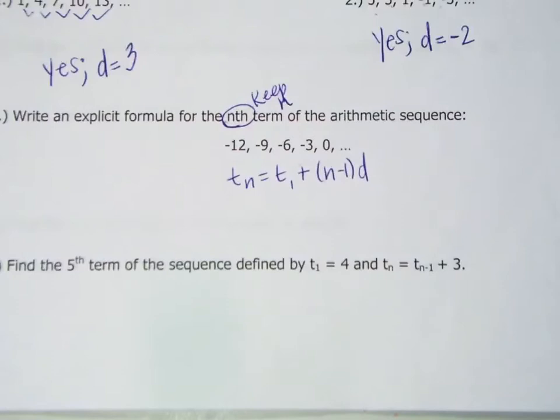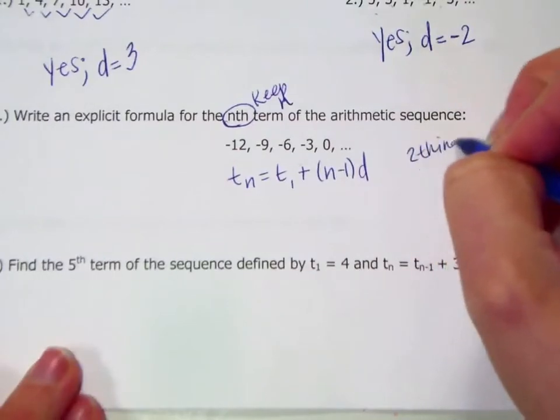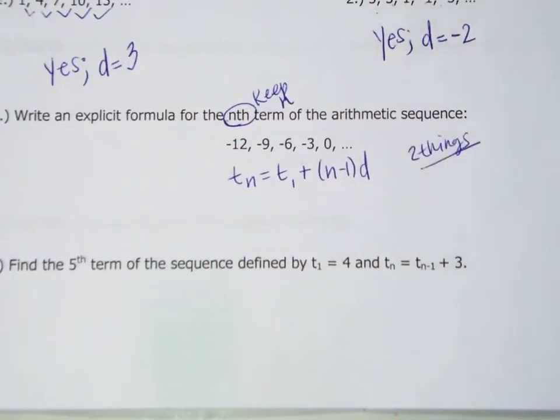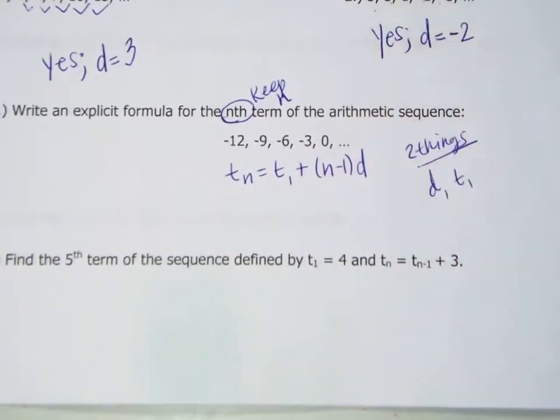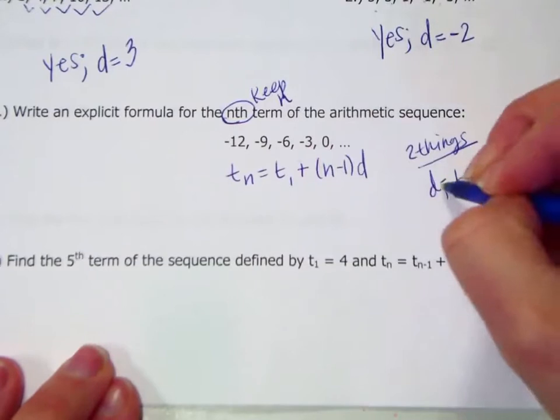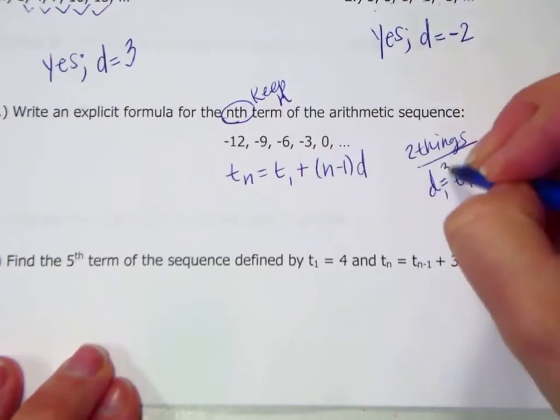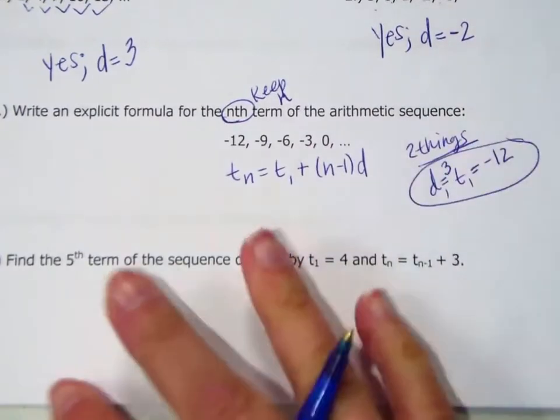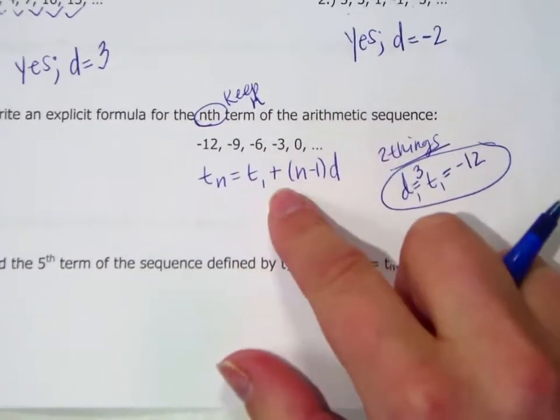Okay, remember there are two things that we need for this explicit formula. What were those two things? d and t sub 1. We need the common difference, and we need the first term. Well, guess what? We have both of those. What's the first term? -12. What's the common difference? 3. We are going to use those two pieces of information to plug into this formula to write a general formula.